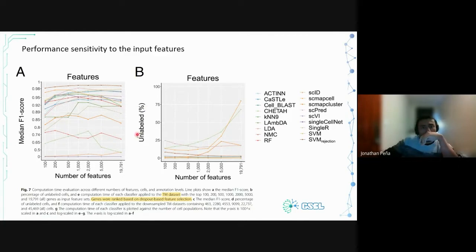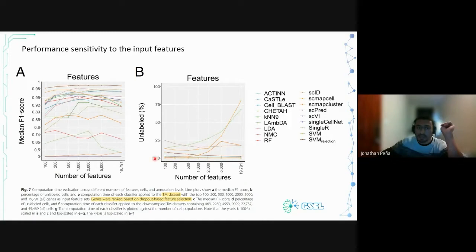Eles também avaliaram algumas outras características, como por exemplo, o quanto influencia o número de features, número de genes, na performance. Então, por exemplo, eles observaram que o SVM era um dos classificadores com melhor performance e que não está influenciado pelo número de genes.